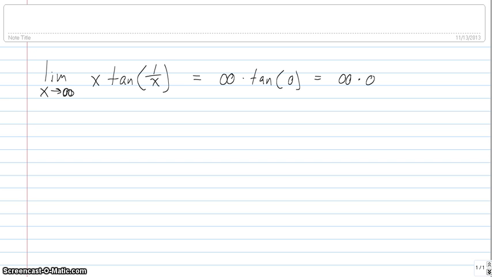rule. Of course, in order to use L'Hopital's rule, we've somehow got to figure out how to write this expression as a quotient, and so we can do that. Take the limit as x goes to infinity, and if I multiply by x, that would be the same as dividing by 1 over x.